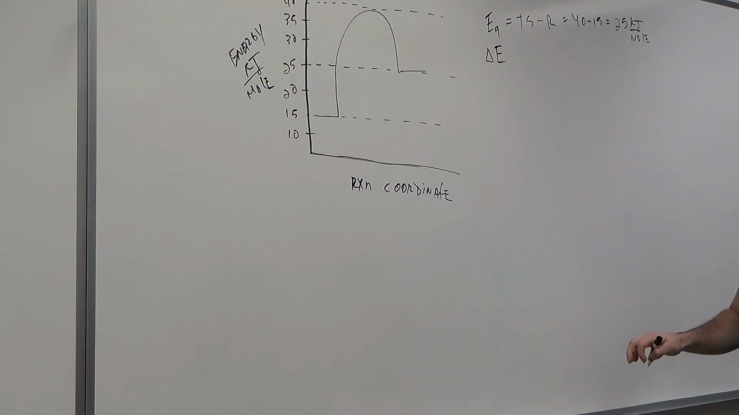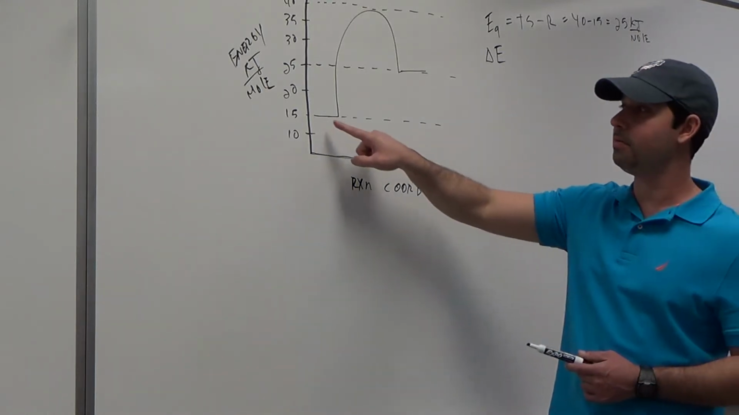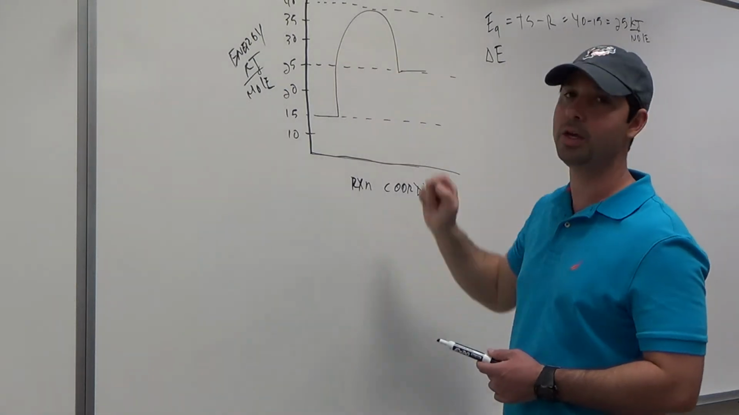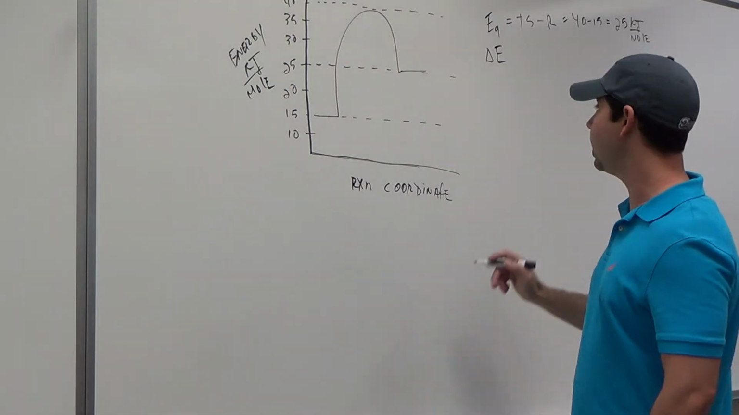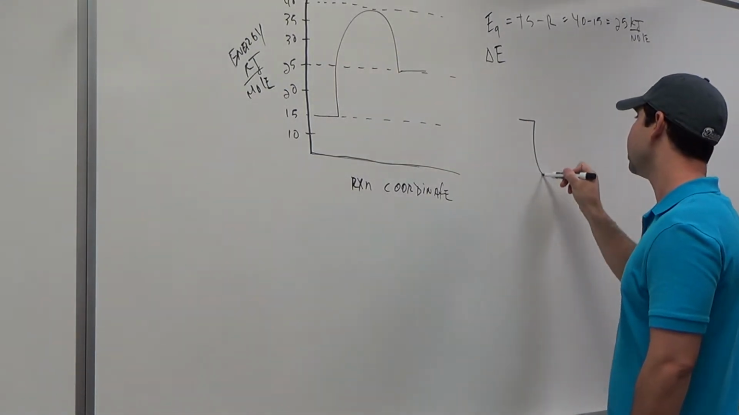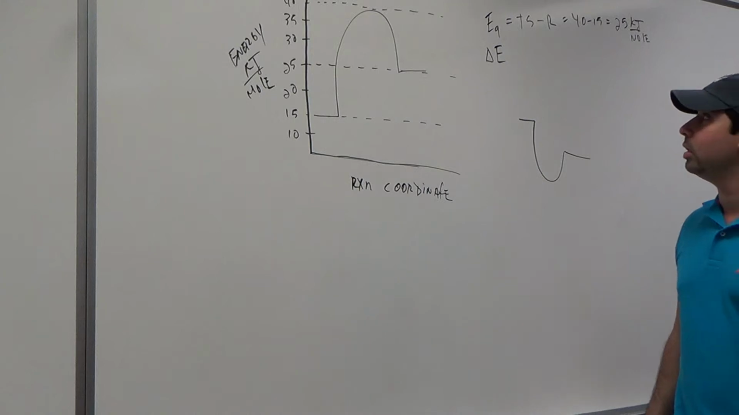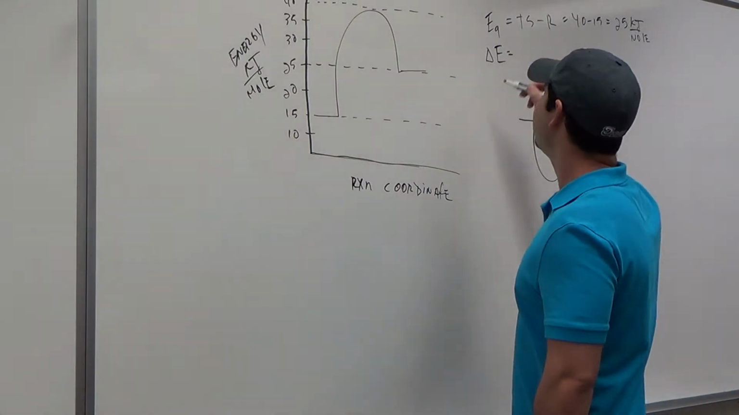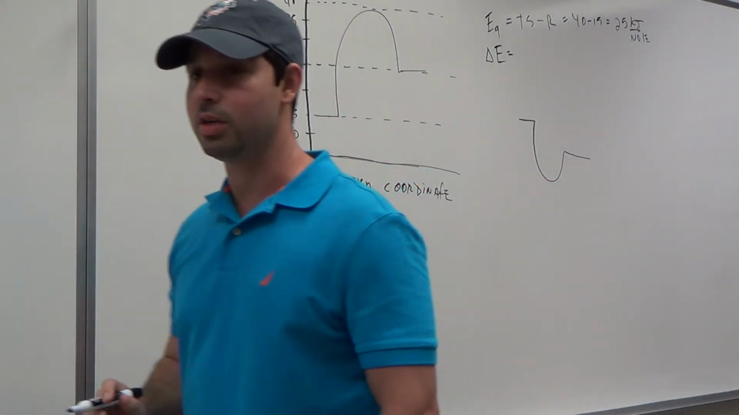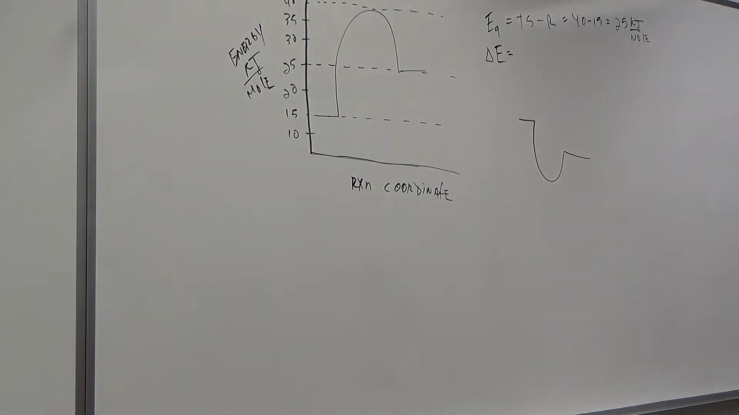Can this number ever be negative? No. It could never be negative because after the reactant there is always a hill. It could be negative if it were like this, and that doesn't exist. So energy of activation is always a positive number. Why? Because you're always subtracting a lower amount of energy from a greater amount of energy.